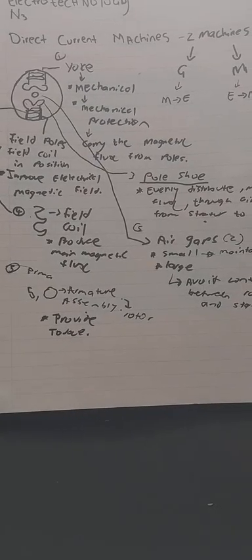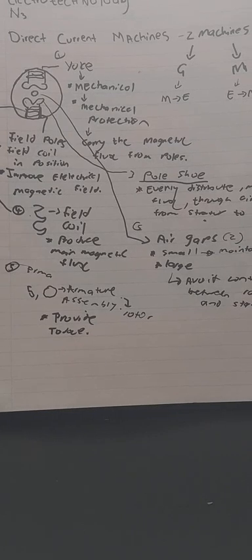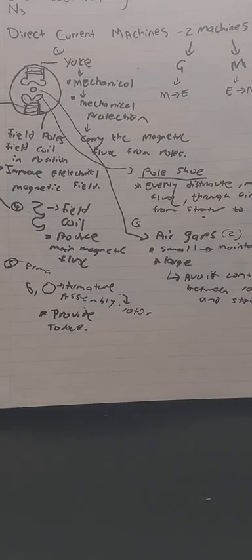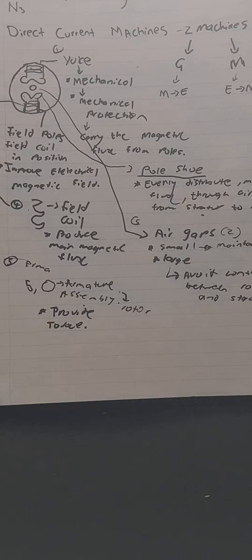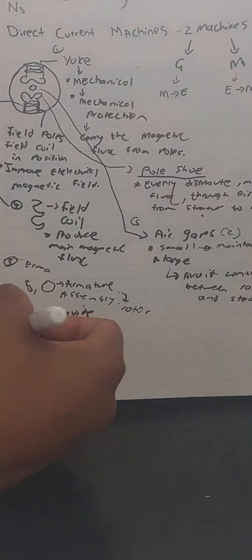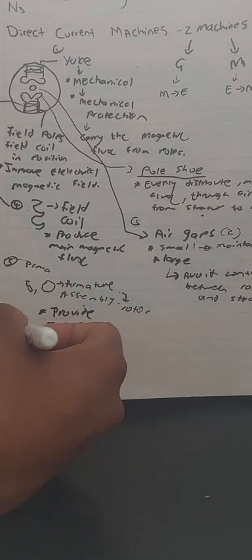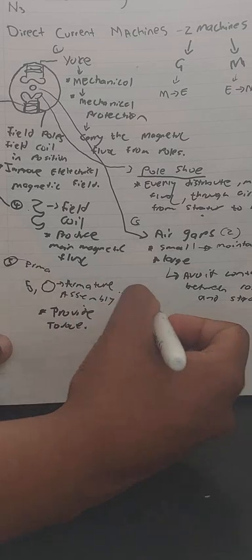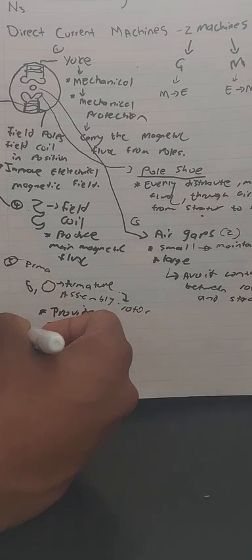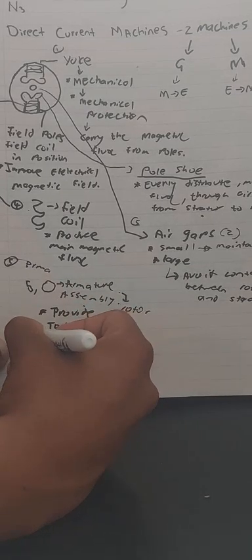So while we were still talking about the armature assembly, you already saw that it is one part which includes many parts. That's why we call it armature assembly. And then on this part, we have the armature core. I'll write it here, number 6.